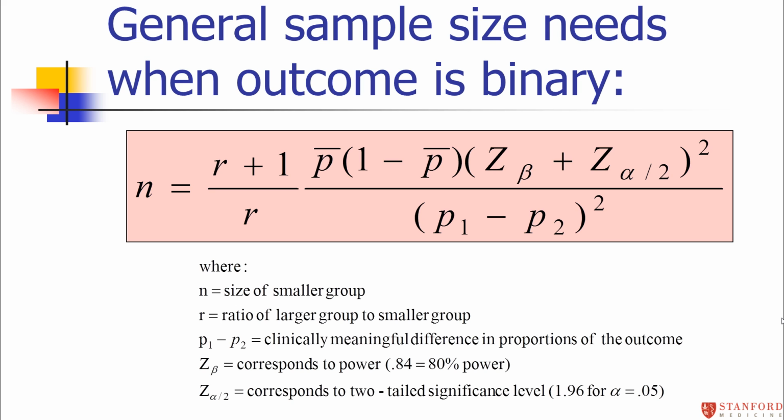The only real difference is that the variability for proportions is p times 1 minus p, as opposed to sigma, the standard deviation of the trait you're looking at. Otherwise, they're exactly the same. The logic of the derivation is exactly the same.